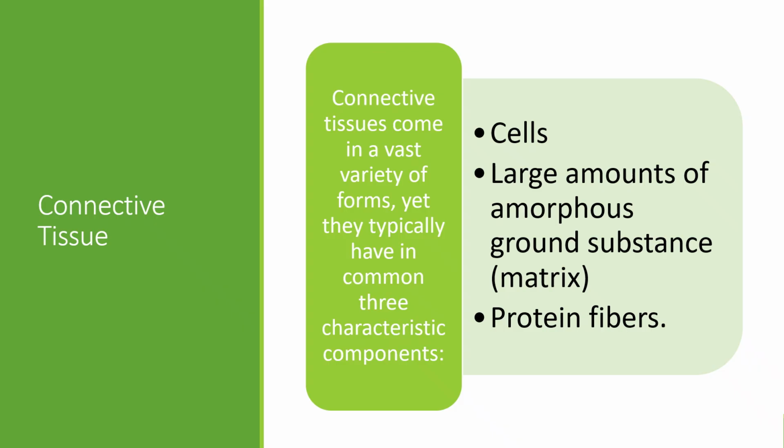And so this is a huge, what looks like a really disorganized mess of tissue, things that you think, how in the world could these all be connective tissues, but they are, all right, because they all have three common characteristics. They all have cells. They all have a large amount of amorphous ground substance called the matrix, and they all have fibers.